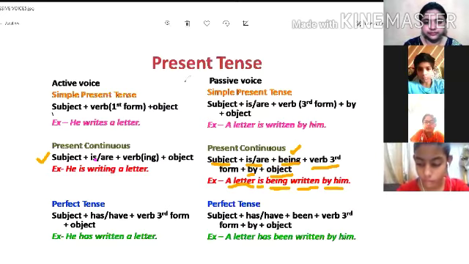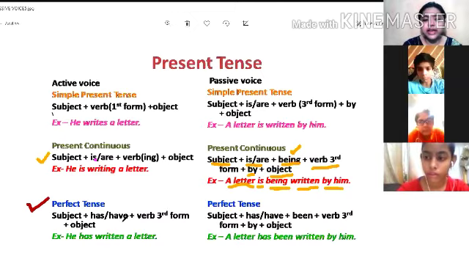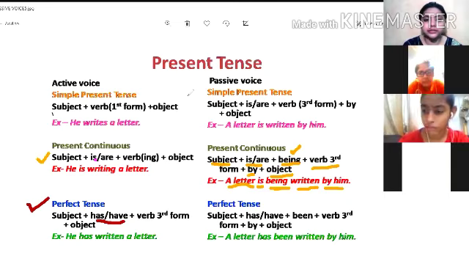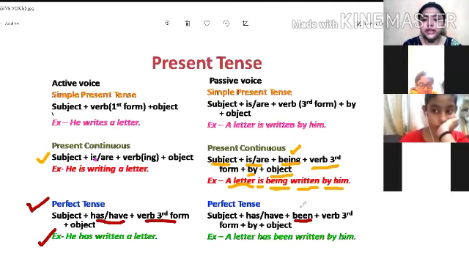Is it clear, children? Now let us see the perfect tense. In the perfect tense, the structure for active voice is subject plus has or have, and then the third form of verb and object. The example is: he has written a letter. Now how do we change it? We write subject, then has or have depending upon the number of subject, and then the word which we add here is been, not being. Here it is being, B-E-I-N-G, and here it is been, B-E-E-N. Then we write the third form of verb, further by and object.